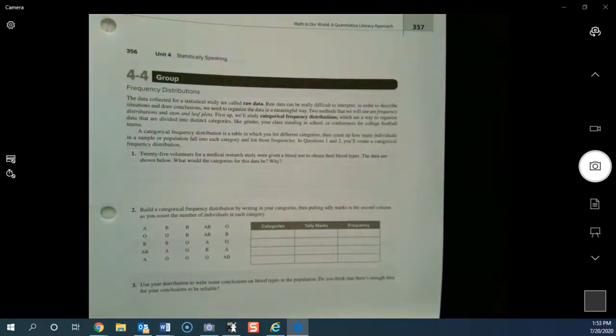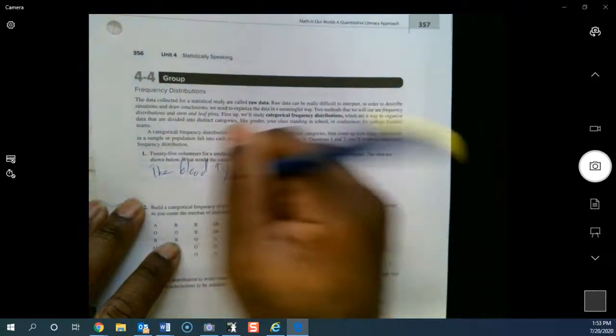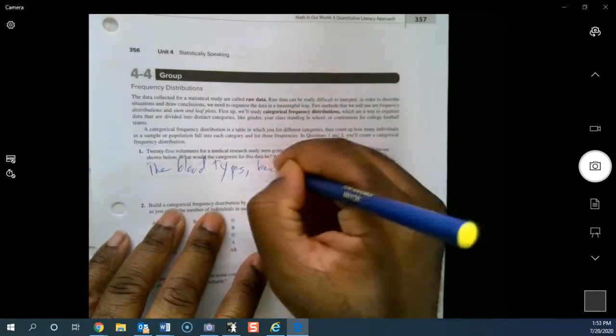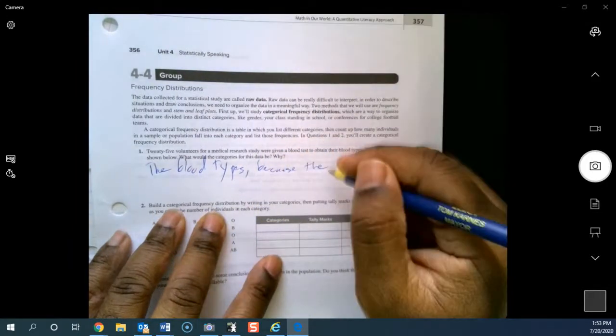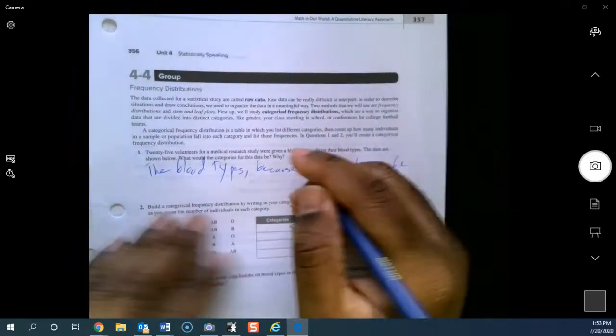In questions 1 and 2, you will create a categorical frequency distribution. Number 1, 25 volunteers for a medical research study were given a blood test to obtain their blood types. The data are shown below. What would the categories for the data be and why? Okay, it would be the blood types. And that's because the results can be categorized.